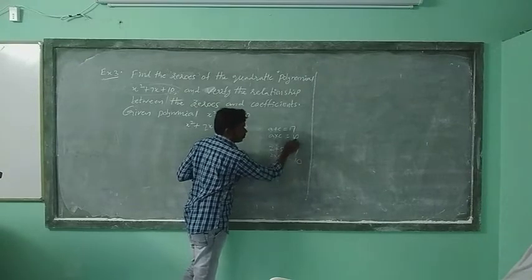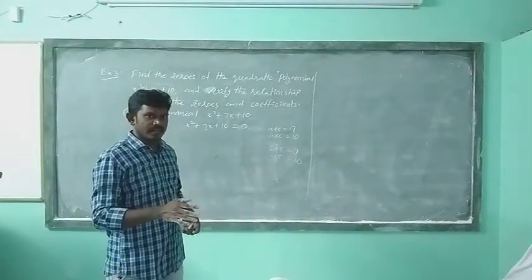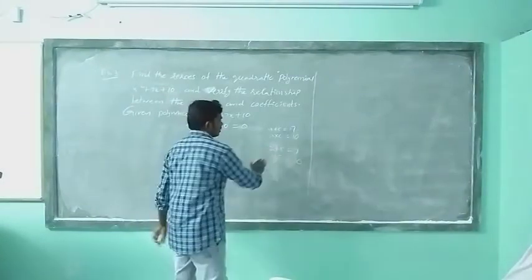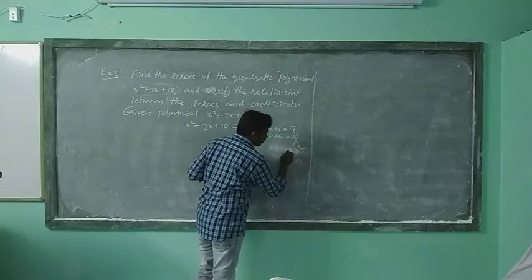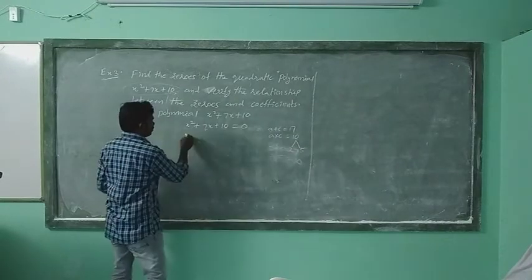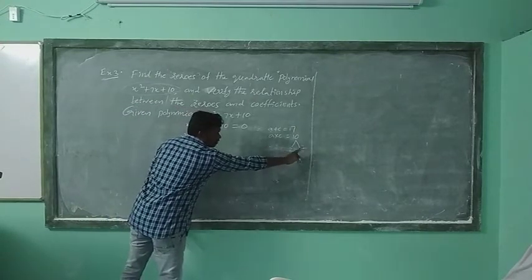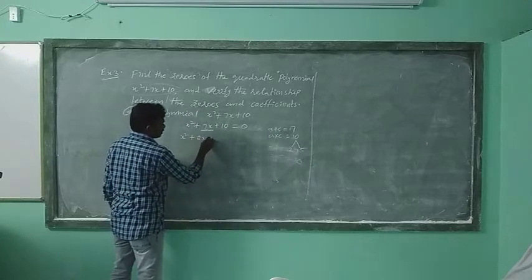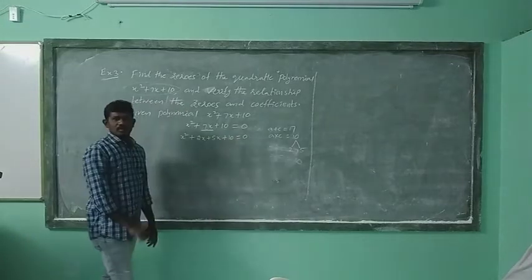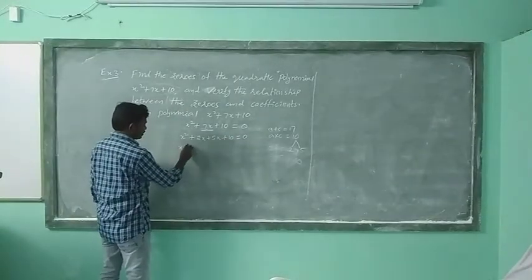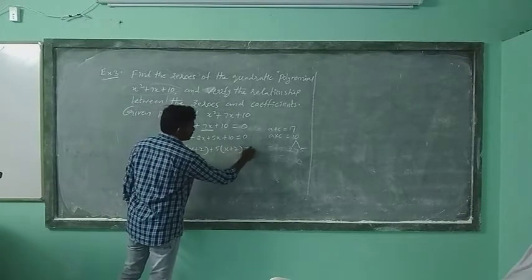2 into 5 is 10. Now the numbers are taken: 2 comma 5. Now plus 2 and plus 5. So x square plus 7x is replaced as plus 2x and plus 5x, plus 10, equal to 0. Next, take the common factor: x into x plus 2, plus 5 into x plus 2, equal to 0.